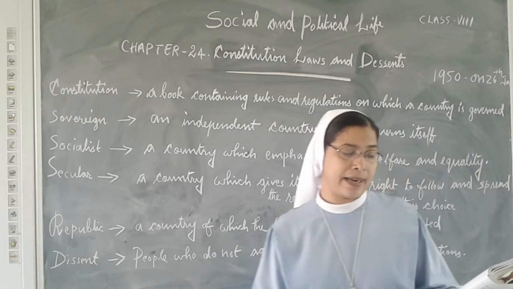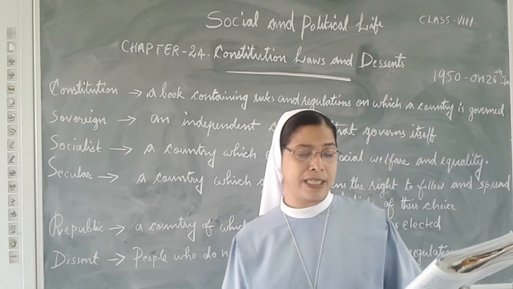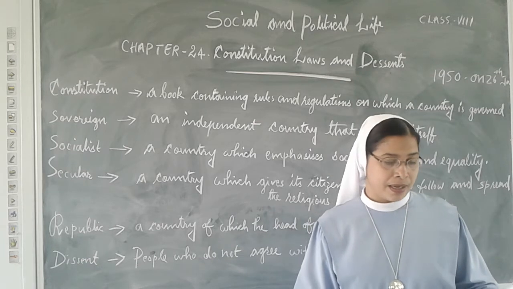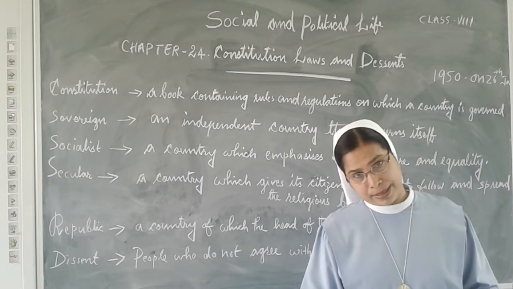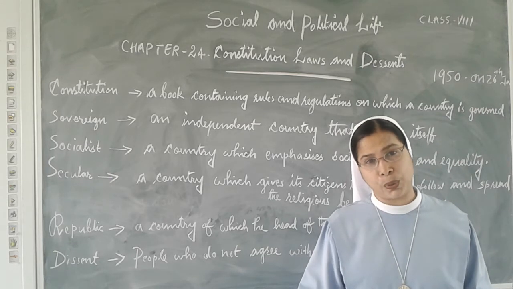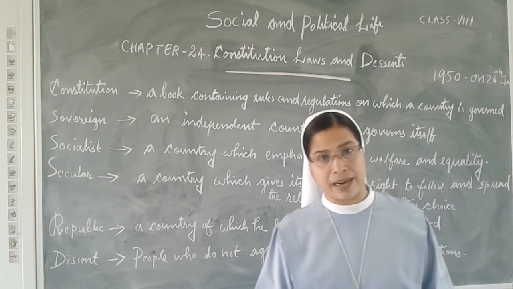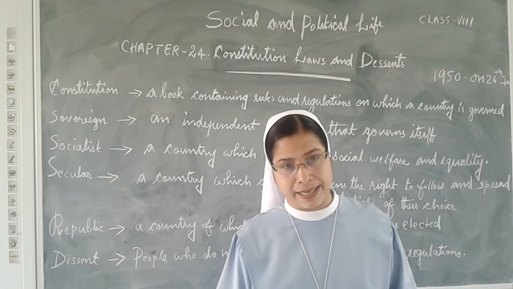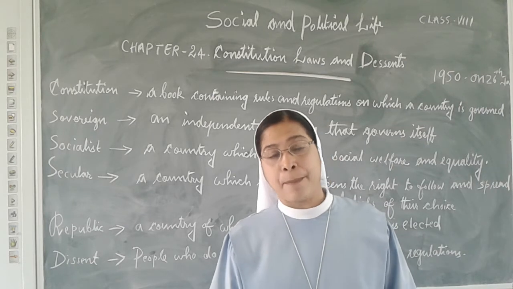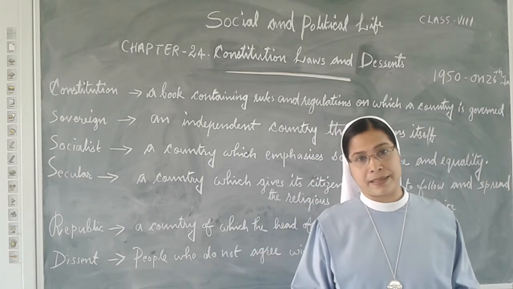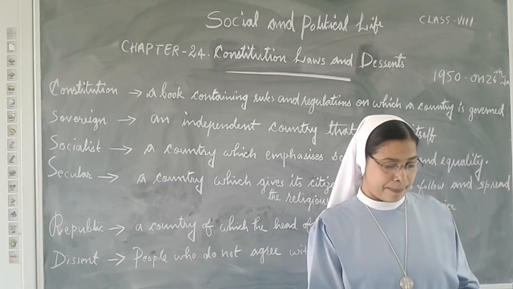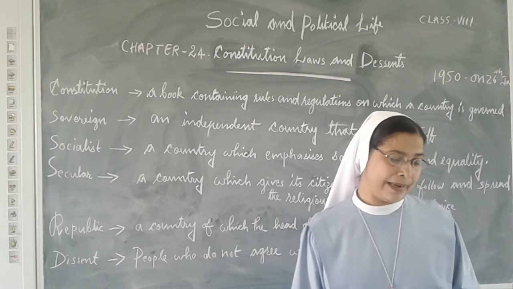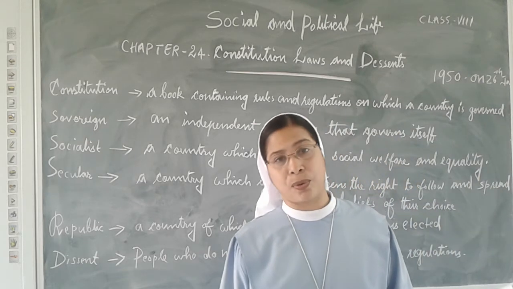The second point is that the constitution defines the country's political system, whether it should be a monarchy or a democracy. Monarchy means a queen or king is governing the country. Democracy means the leaders are selected by the people. The people can select the leaders. In a democracy, the people choose their leaders but later the leaders can misuse their status or power.